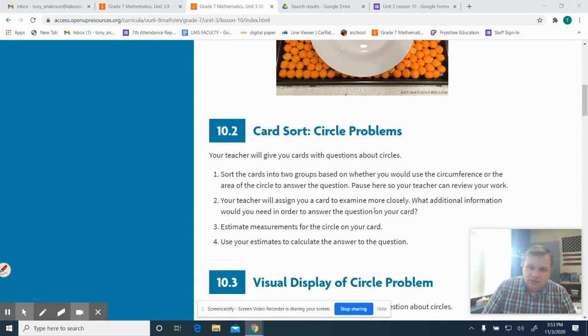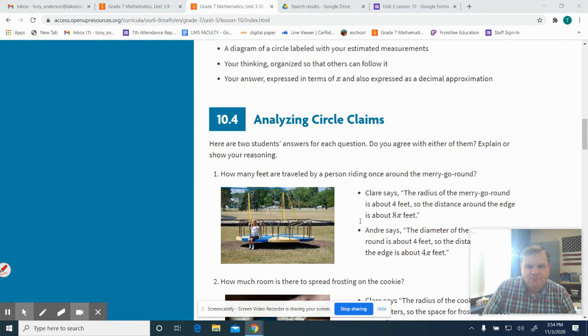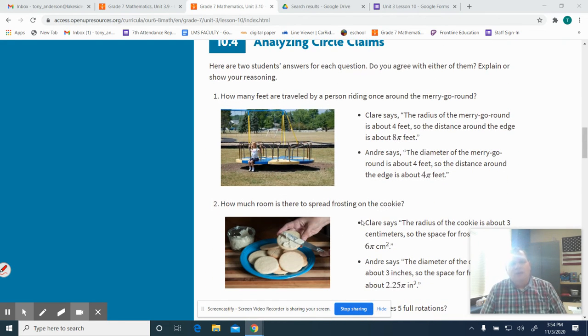On this card sort, you're putting them in two groups, basically on what would you use. It says your teacher will assign you one to examine more closely what information. You pick one. You decide which piece of information you're going to need for that. Now, right here is where I want to spend the majority of my time on this screencast.